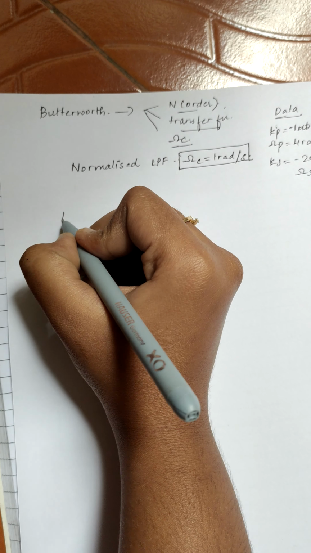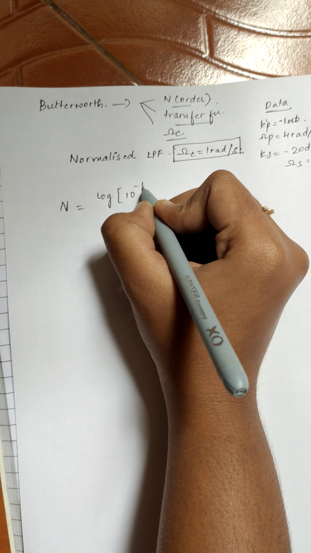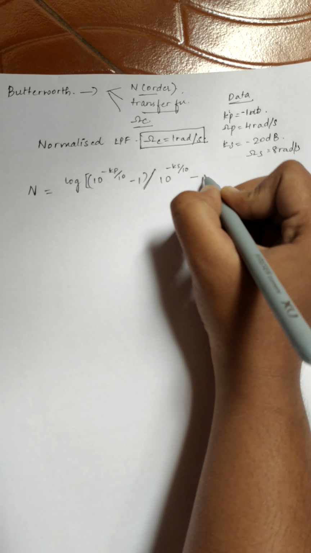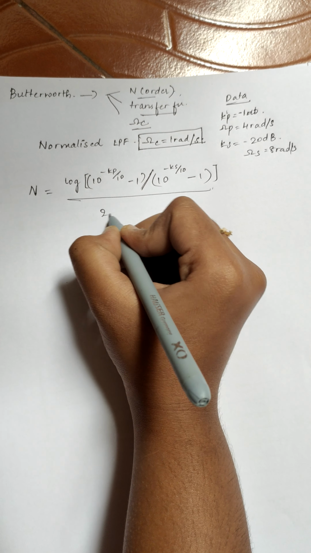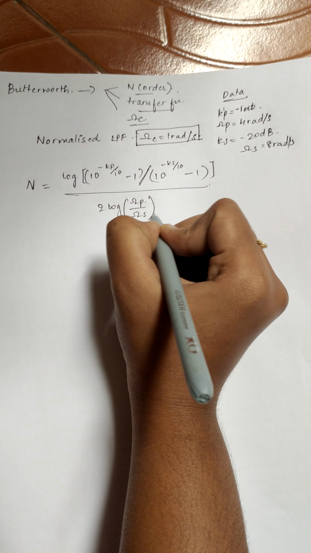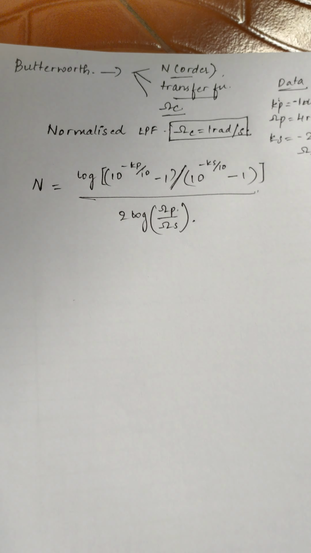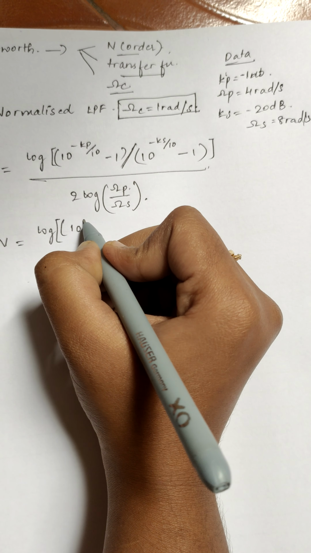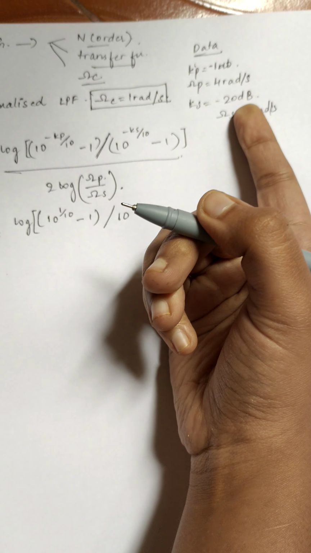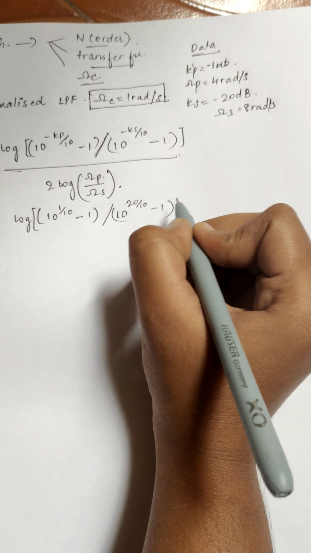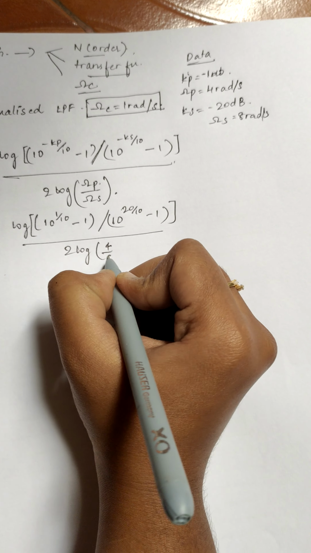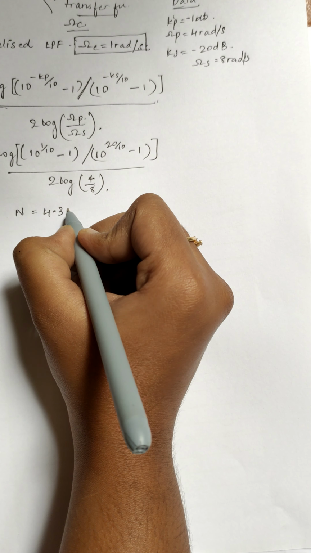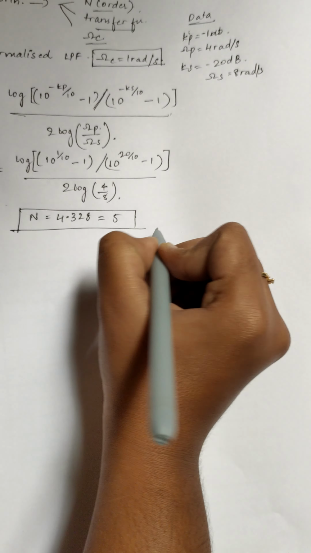To find the order, the formula is n is equal to log of, 10 power minus Kp by 10 minus 1, whole divided by 10 power minus Ks by 10 minus 1, whole divided by 2 log omega p by omega s. So this is the formula that we have for finding n. So first you write n is equal to log of, what is the Kp value that we have? That is minus 1. So when you substitute, minus of minus becomes plus 1 by 10, minus 1, and 10 power, Ks is minus 20, so I write it as plus 20 by 10 minus 1, whole divided by 2 log 4 by 8. All these things are given in the question, so life is easy. By this we will find n that comes up to be 4.328, which is approximately equal to 5. So like this you found out the n value.